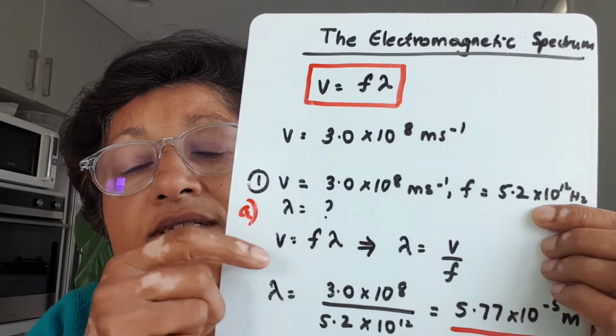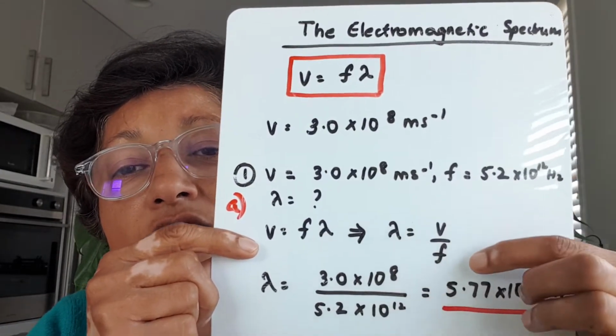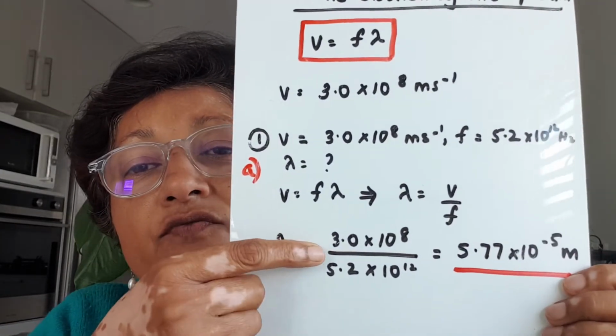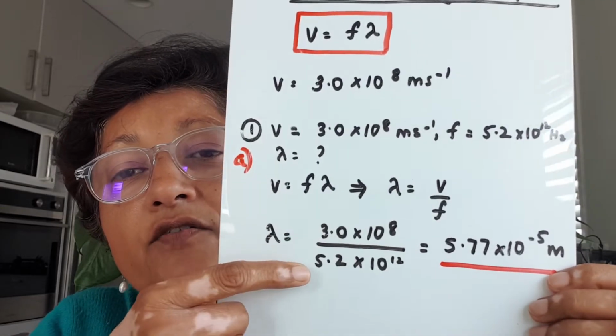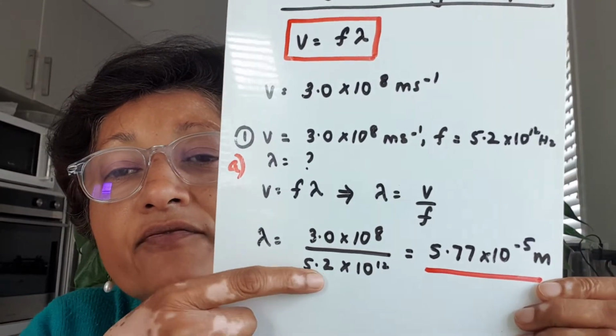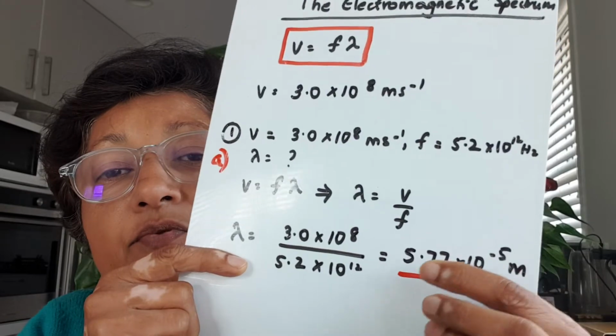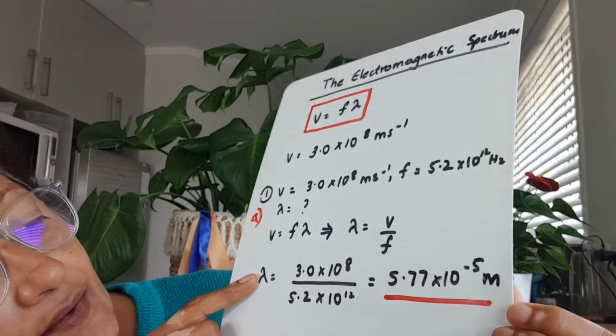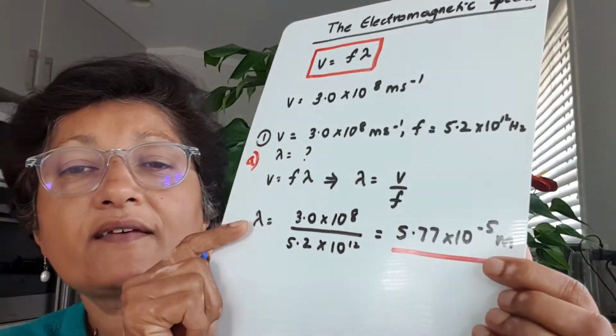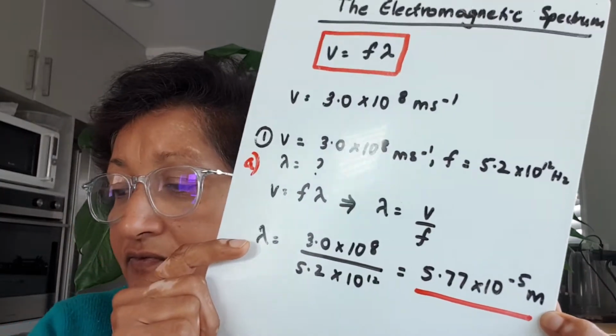So we use V equals F lambda, or lambda is V over F, and then you just substitute for V, which is 3 times 10 to the power of 8, and your F is this number, and you end up with this wavelength. So this wavelength is 5.77 times 10 to the power of -5.